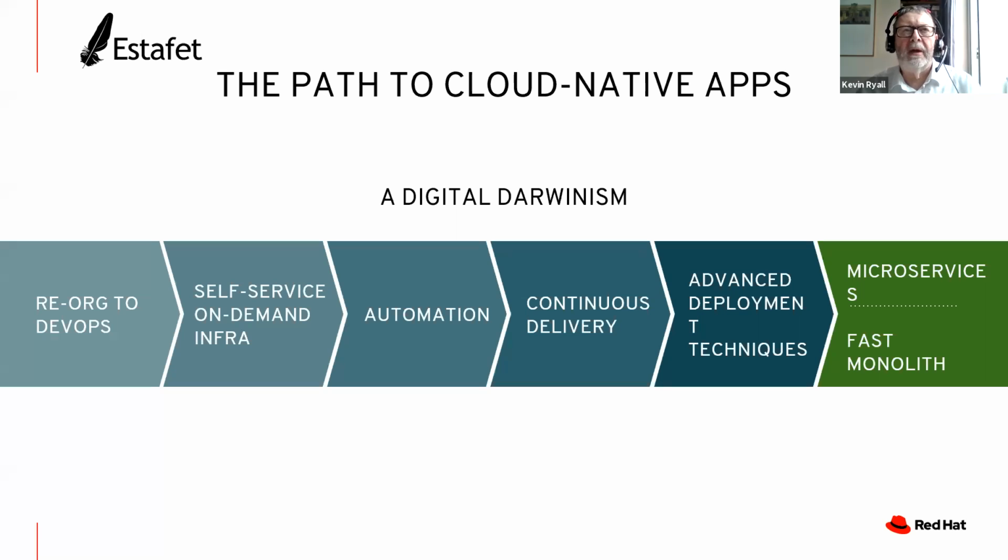Reorganization to DevOps, a lot of companies are moving to that. The self-service and on-demand infrastructure that the cloud provides. Automation and continuous delivery come next. And then you have advanced deployment techniques and microservices, if you like, the icing on the cake.